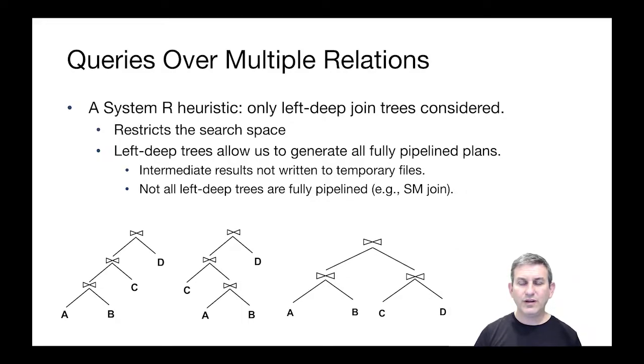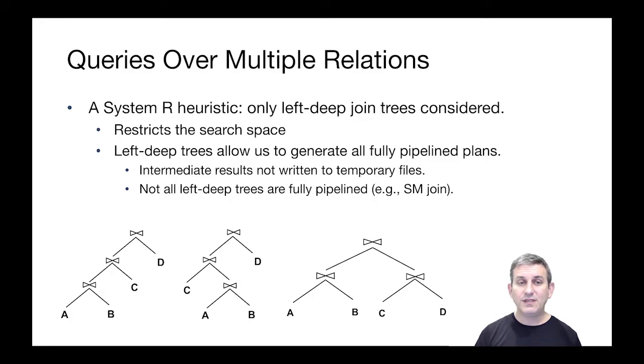In our discussion of queries over multiple relations, we've already been using a System R heuristic of left deep join trees only. This is used to restrict the search space and keep it smaller. Left deep join trees are attractive because they include all the fully pipelined plans, plans that don't materialize any relations along the way. So, sort of streaming plans, iterators that produce tuples from the output of the plan as you go.